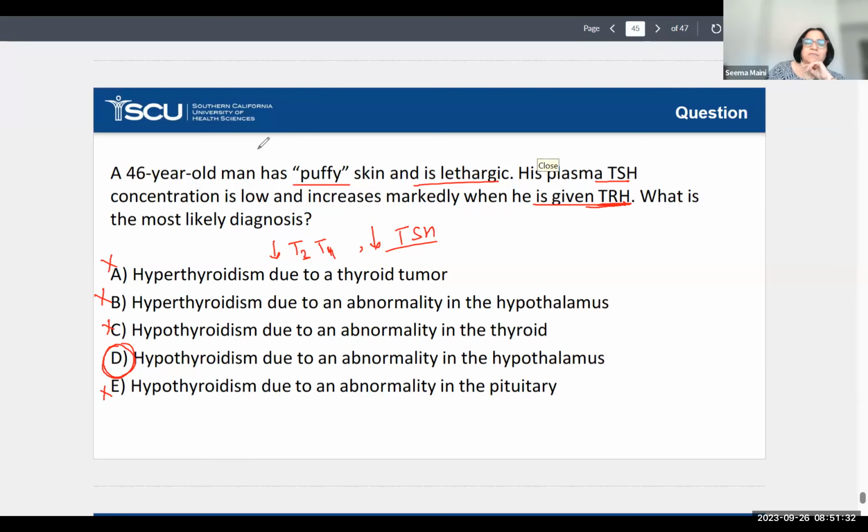The pituitary is fine. That is why the pituitary is responding to TRH. If the pituitary is not fine, it will not respond to TRH and the condition will not improve. Make sense?